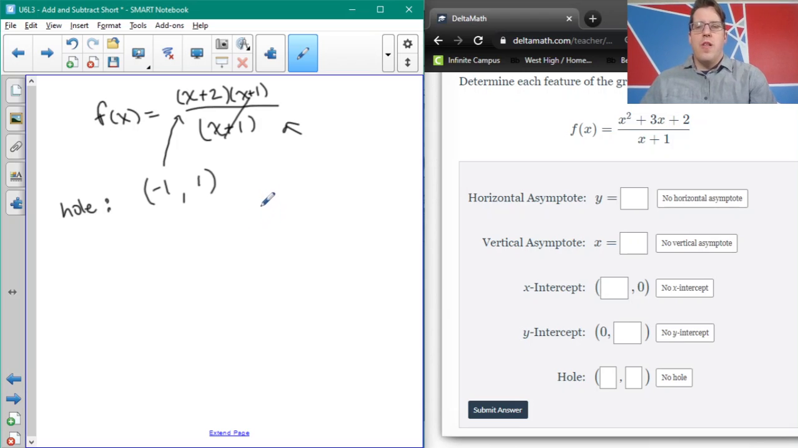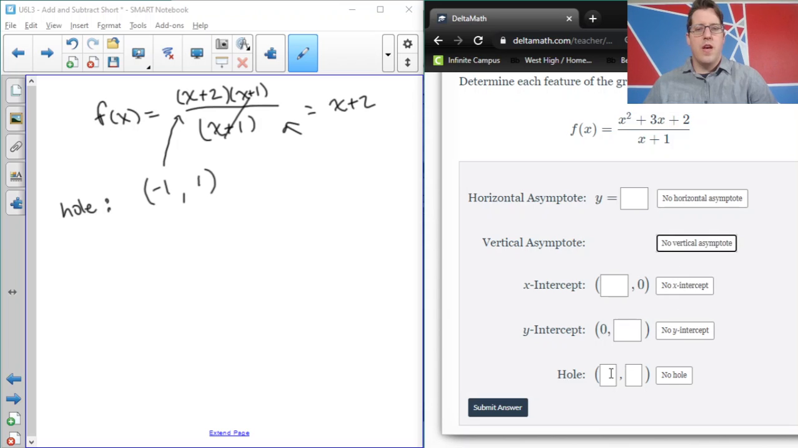This isn't going to have a vertical asymptote because there's nothing left in my denominator. So no vertical asymptote. It's going to have a hole at -1, 1. To find the y-intercept, I'm going to plug in 0 for x, or I can just look at the ratio of the coefficients, so 2 over 1. So 0, 2. And the x-intercept is going to be the 0 of the numerator that's left over, so that would be -2.